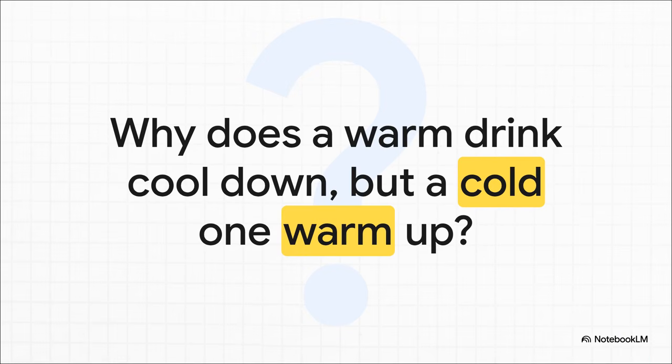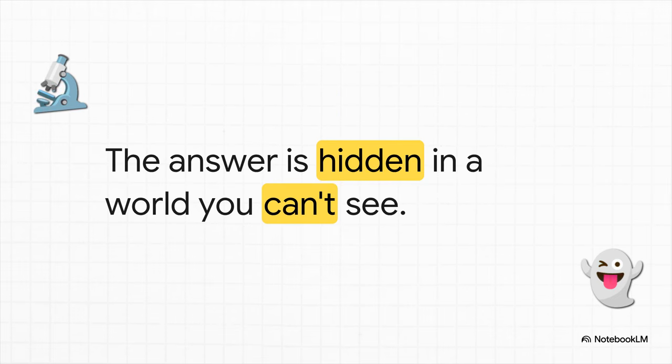So it all kicks off with a super simple question, one you've probably experienced 100 times. You pour that perfect hot cup of coffee, you get distracted for a few minutes, and when you come back, it's lukewarm. Or you grab an ice-cold soda from the fridge, and before you know it, it's basically room temperature. So what's the deal? Why does everything always seem to drift towards that boring middle ground? Well, the answer isn't in the drink itself. It's hidden away in a world that is completely invisible to our eyes.